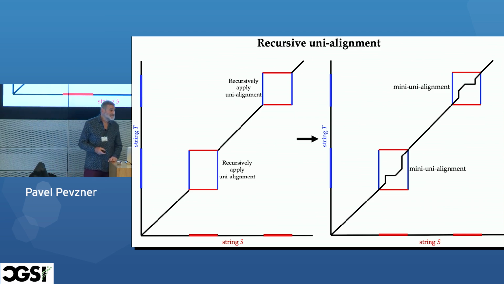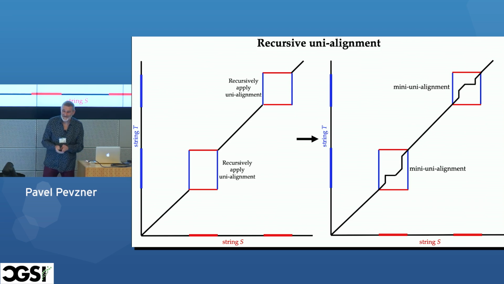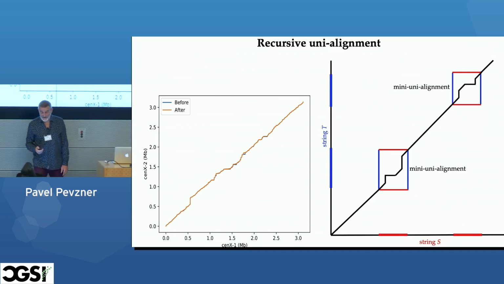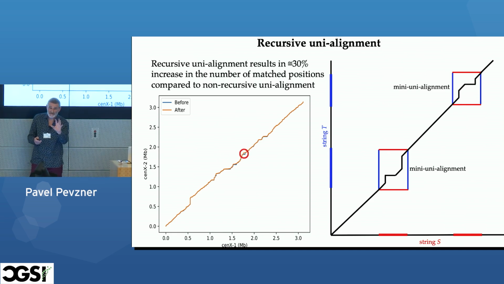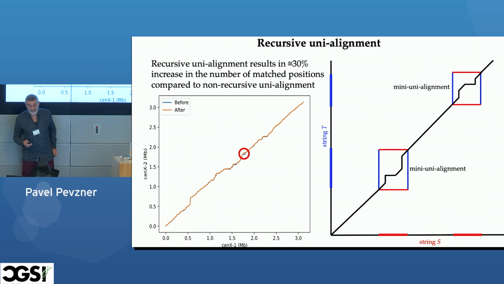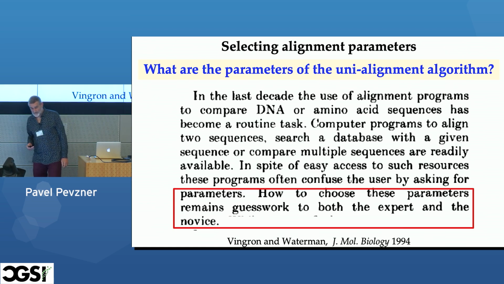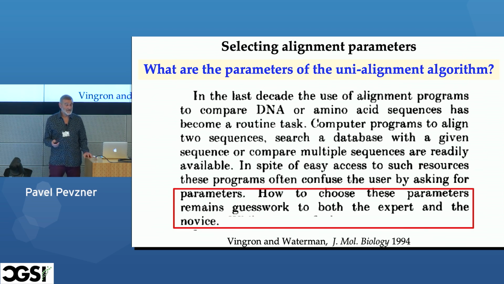You still don't have any mismatches. But if you have an indel of size 1, an insertion of size 1 followed by a deletion of size 1, if you want, you can convert it into a mismatch, right? Anyway, with recursive uni-alignment the path looks almost the same, but there are actually a lot of small changes. It's like decoration on this line. This recursive procedure results in roughly a 30% increase in the number of matching positions. And what are the parameters of the uni-alignment algorithm? There are no parameters.